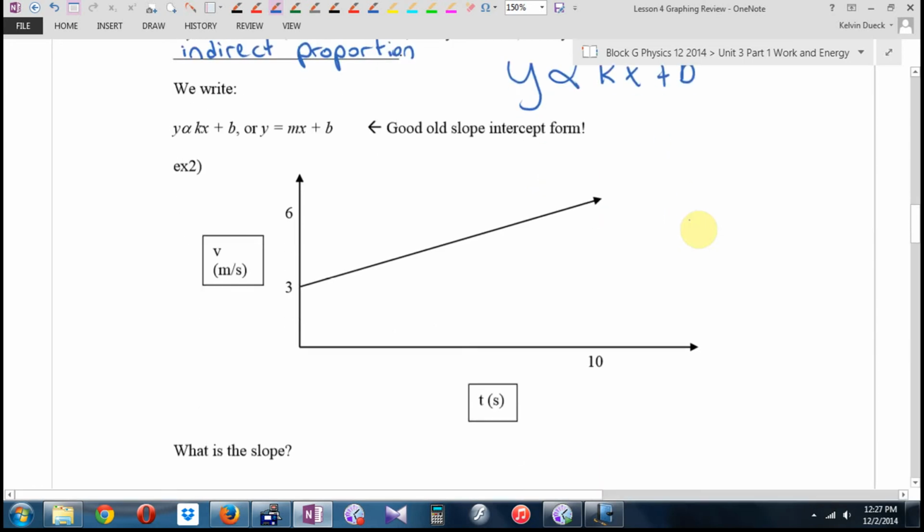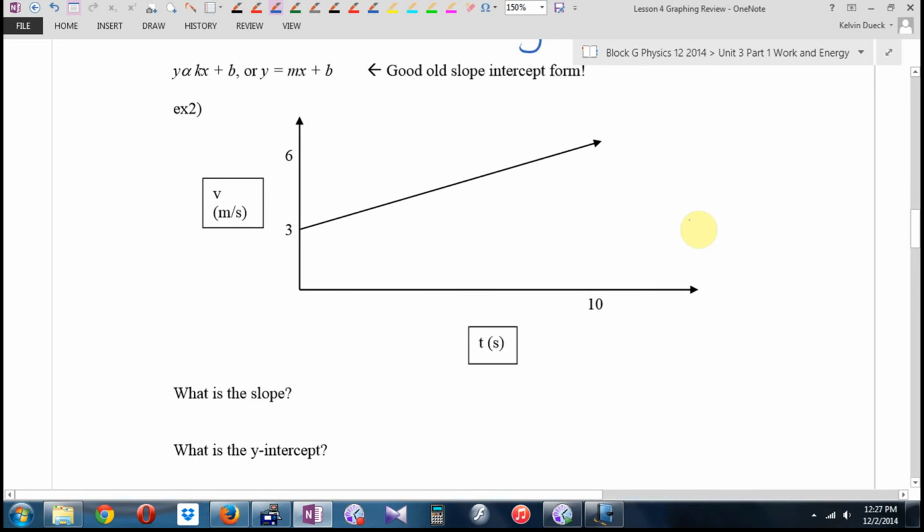So here is a graph. I'm graphing velocity, it looks like, on the y-axis. I think that's what v means in meters per second. I'm graphing time on the x-axis. What's the slope as a number? Well, it goes through there, and I think Mr. Dueck, when he was making this up, was trying very hard to make it go through 10, 6. That's why he stuck those numbers on there. So what's the rise? Don't say 6, because it's not. 3 over, okay, the slope.